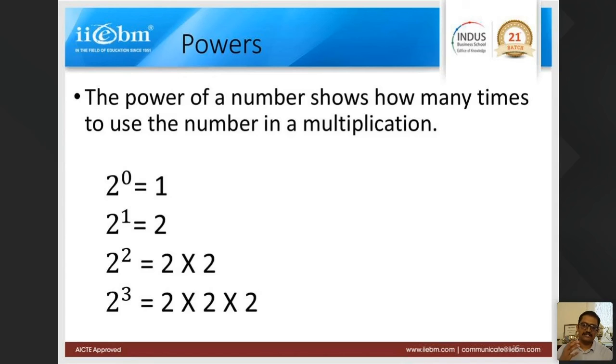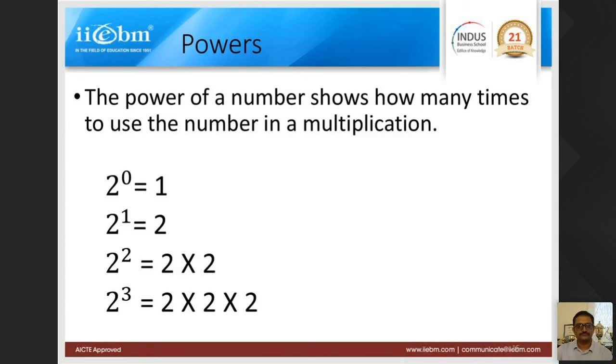10 raised to 3. What is that? So 3 number of times we have to use 10 for the multiplication purpose. If it is 10 raised to 5, so 10 into 10 into 10 into 10 into 10. 5 times you have to multiply 10 so that we will have 10 raised to 5. Same way, 2 raised to 0 is 1. 2 raised to 1, we have to multiply only once, so that is 2. 2 raised to 2, so 2 into 2. 2 raised to 3, 2 into 2 into 2. 2 raised to 10, so we have to use 2 10 times for multiplication and getting the valuation of 2 raised to 10.